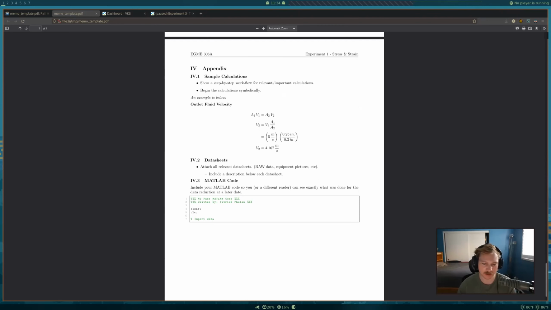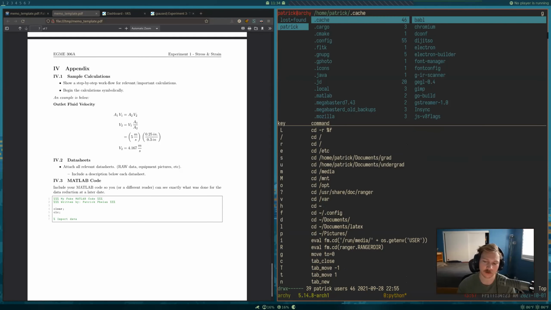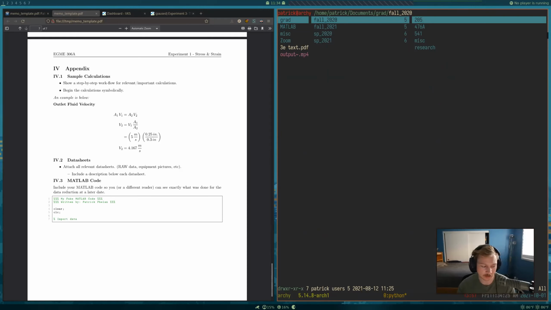I'm gonna pull up a past student's memo really quick here to show how the references should look, both at the end of the document and also in text. Yeah, Amra, you include the entire MATLAB script in your appendix section as well.